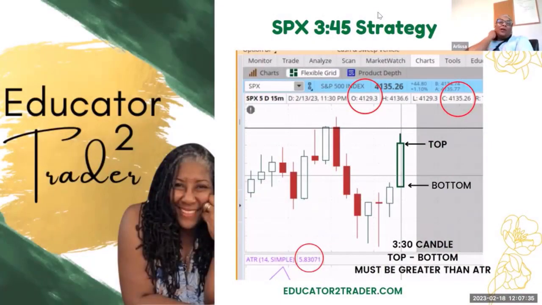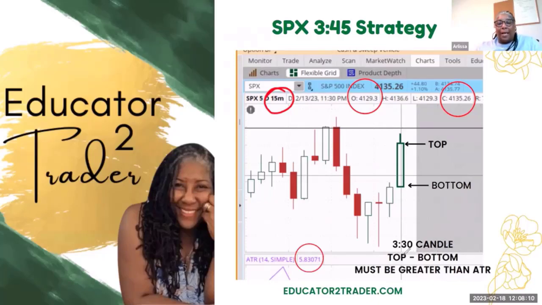So the clarification of the 345 strategy is that we're looking at a candle. I'm on the 15-minute chart here. We're starting at the 15-minute chart, right? This is the 330 candle. Why the 330 candle? Because it closes at 345. That's why we're looking at the 330 candle.